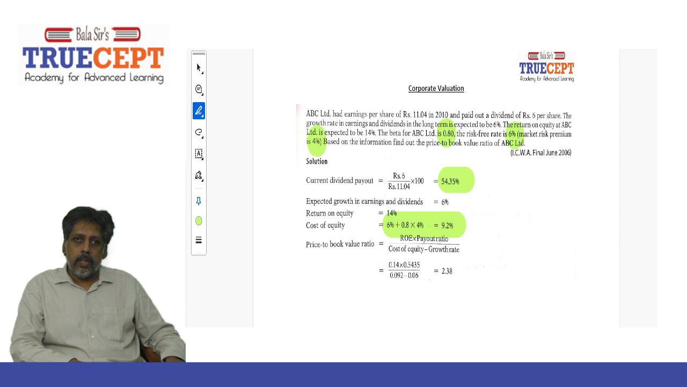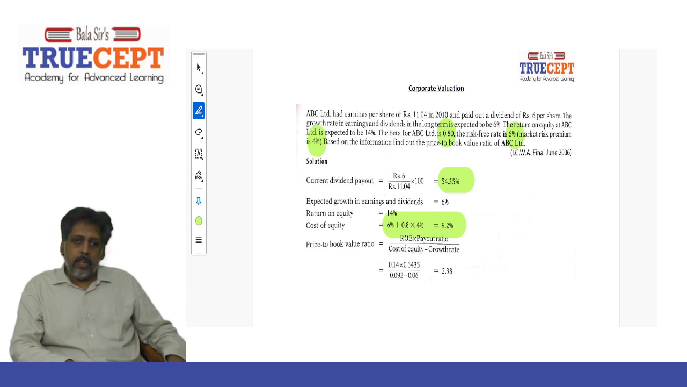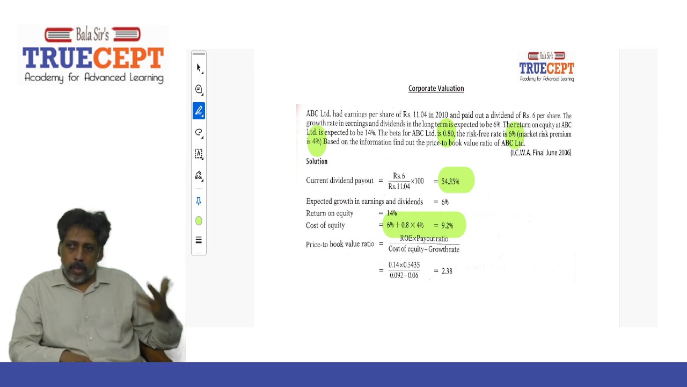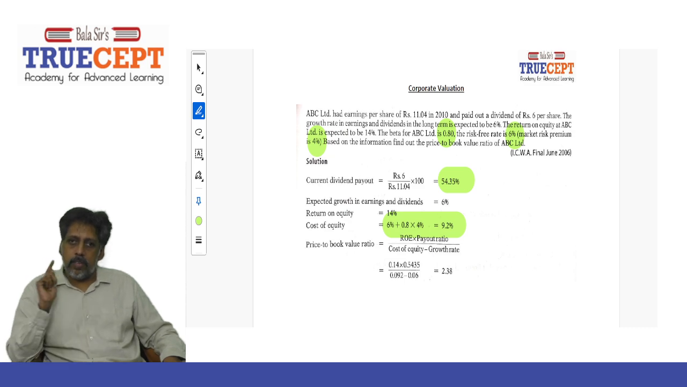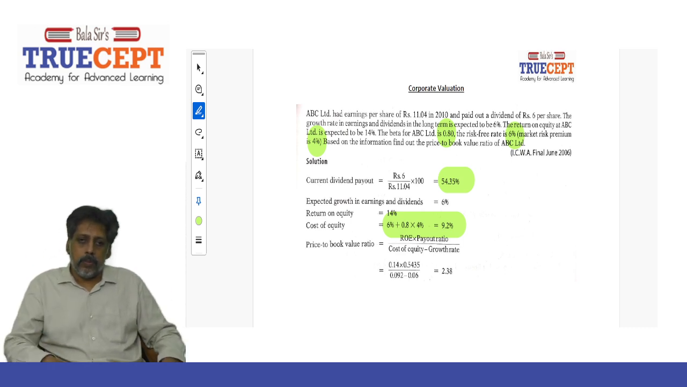Okay, I'll tell you what I'm going to do. In the denominator, I take 0.092, the cost of equity, 9.2%, right? Yes, sir. 0.092 in decimal format, minus what is the growth rate? 0.06. If I do this, I will get the price to book value ratio of 2.38 times.